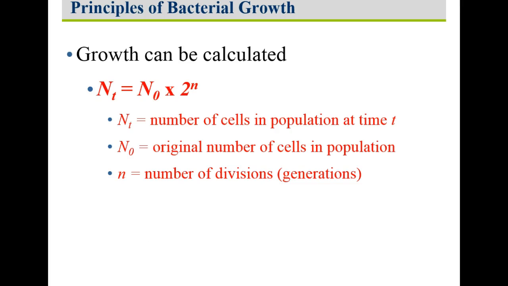Another formula that can be used to calculate different parameters of bacterial population growth is NT equals N0 times 2 to the N, where NT is the number of cells in a population after a set amount of time. N0 was the original number of cells in the population. N is equal to the number of divisions or the number of generations.